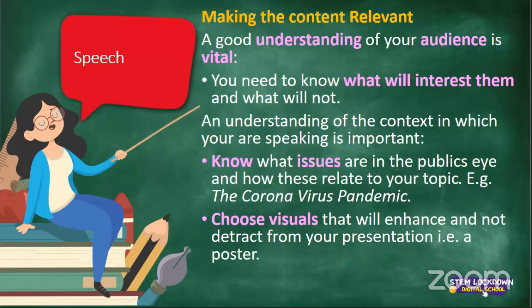So you need to know what issues are in the public eye and how these relate to your topic. For example, the coronavirus pandemic. If you would be addressing that, you would need to know how to break it down nicely so learners younger than you can understand what the coronavirus pandemic is, and learners older than you can see that you have something valuable to share about the coronavirus.